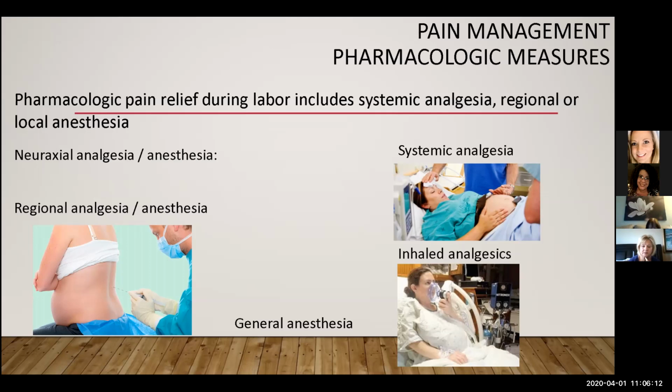Neuraxial analgesia does not interfere with the progress or the outcome of labor. This technique allows a woman to be an active participant in her labor.